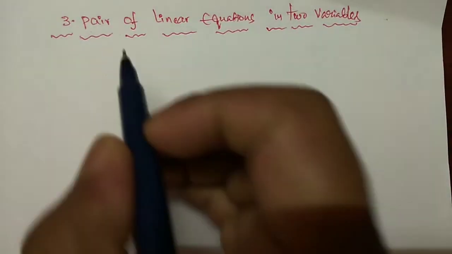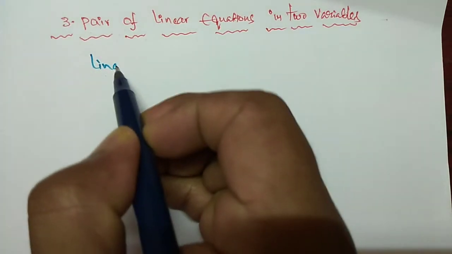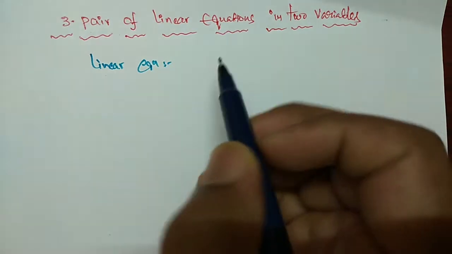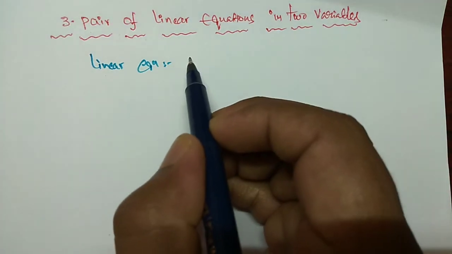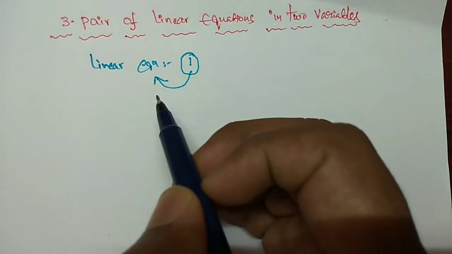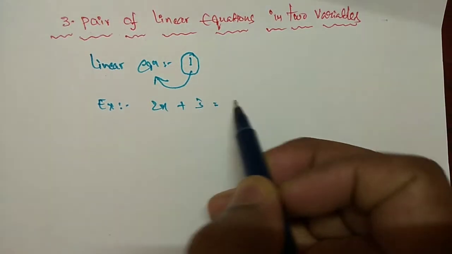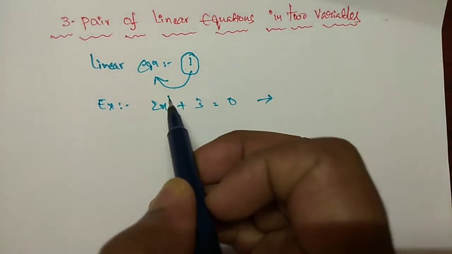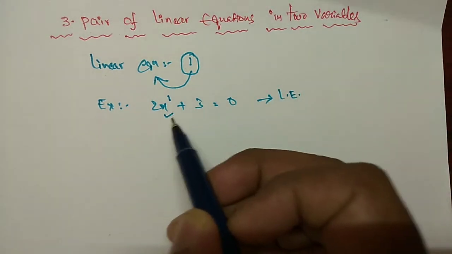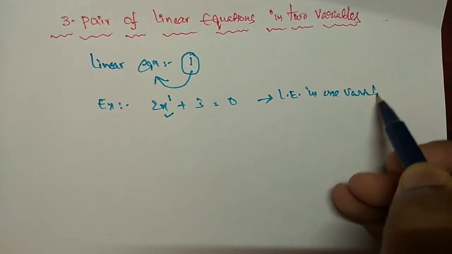Now we are going to discuss pair of linear equations in two variables. Let us recall a linear equation. If the highest power of the variable involved in the equation is 1, then it is called a linear equation. For example, 2x plus 3 equal to 0. The highest power of the variable is 1, so it is called a linear equation. And there is only one variable, so it is called a linear equation in one variable x.